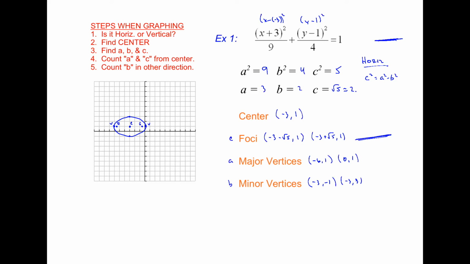And that's it. So given the equation, find the important pieces, and then make sure you graph. And once again, with the foci, I want the exact point when you're using the square root of 5 here, but when you're graphing it, you're just going to count 2 point something to both sides.